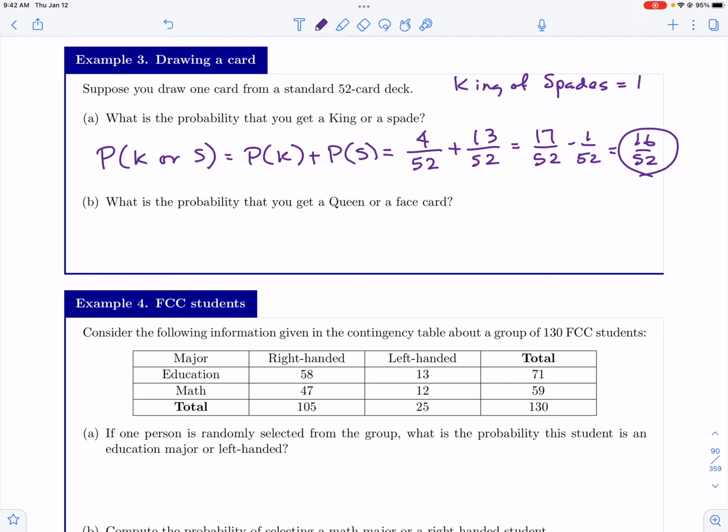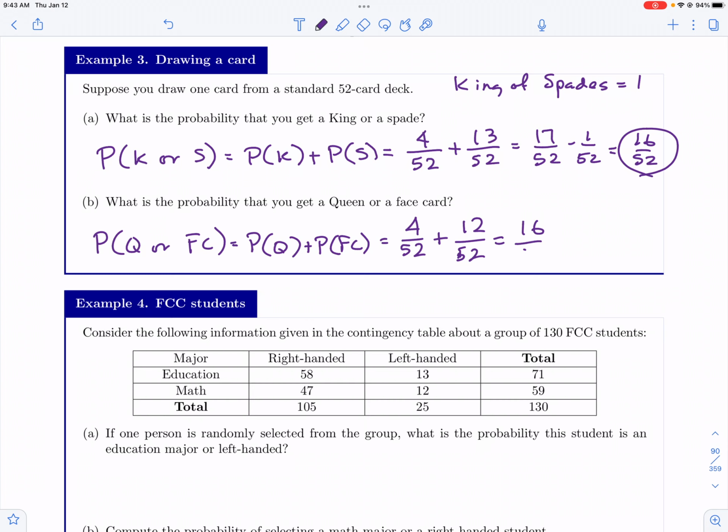So what's the probability that we get a queen or a face card? So again, let's start off not worrying whether there's overlap or not. Our probability of a queen is going to be 4 out of 52. Probability of a face card, 12 out of 52. That gives us 16 out of 52.